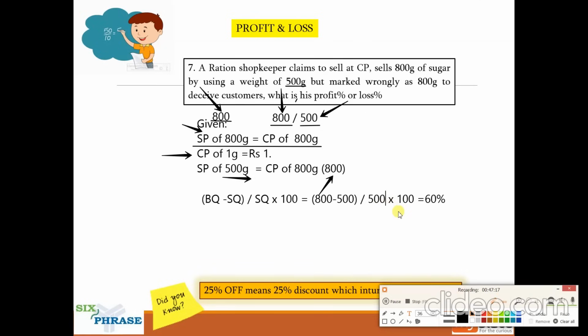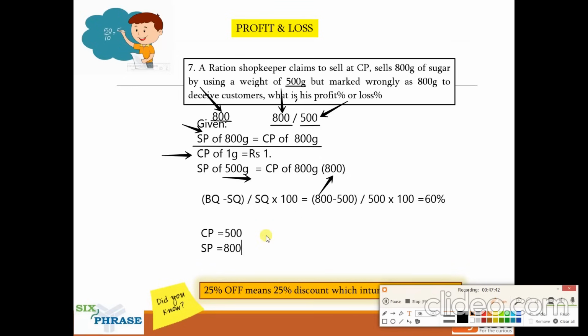Okay. Now this could also be done a little differently. I want you to get all the perspectives so that you know what to do. Now guys, tell me, what is the cost price? I told you the actual cost price. See, he wants us to believe that it is 800, but the actual cost price is 500. So the cost price is 500, selling price is 800, correct?